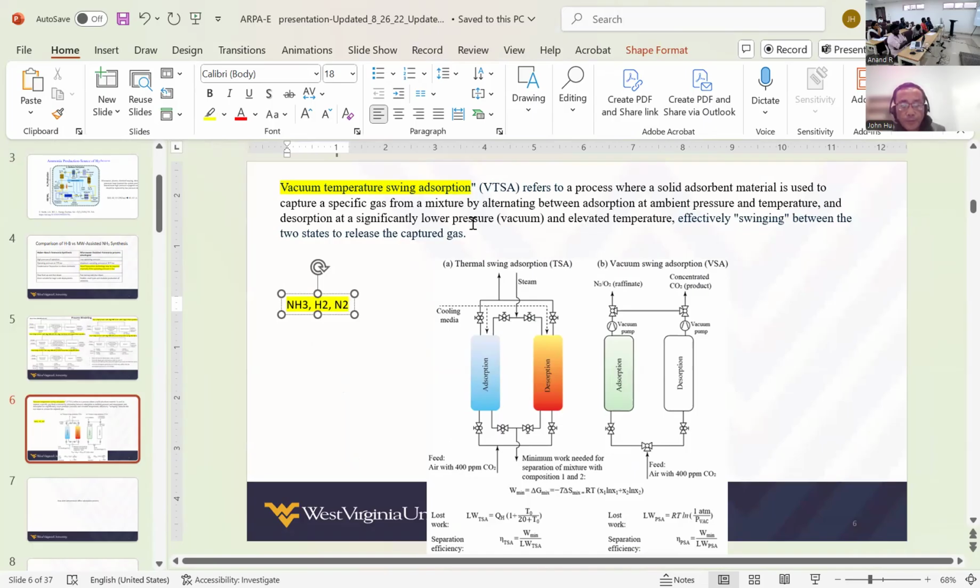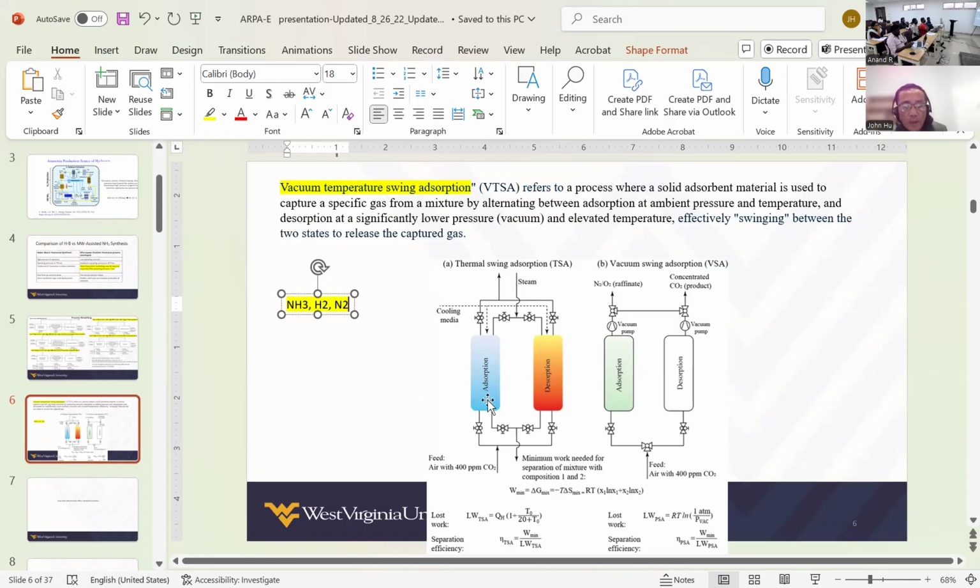So the VTSA refers to a process where it's a solid solvent. Keep in mind, it's solid solvent, okay? And then the material is used to capture a specific gas, here is ammonia, from a mixture by alternating between adsorption at ambient pressure and temperature and the desorption at a significantly lower pressure and elevated temperature. And effectively swing between the 2 states to release the captured gas.